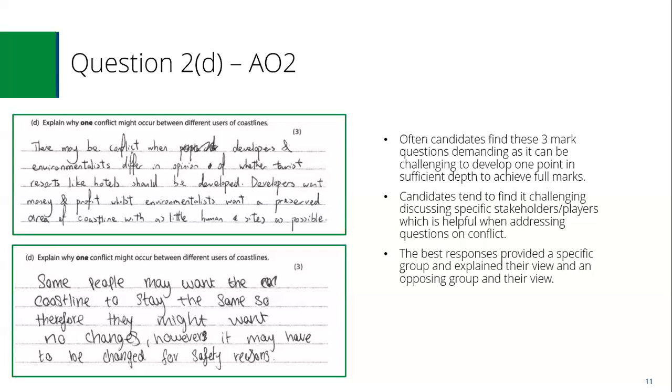The example at the bottom, however, just had an inferred conflict. It says "some people may want", and this is a real key element of answering questions, that idea of "some". If a candidate writes "some", they're saying we don't really know who they are, and therefore we're never really going to develop our answer. State the reason, or state the user. So rather than saying "some people", it will be environmentalists, shop owners, or whoever it might be, but actually state who they are. That's always going to be more beneficial for a student to access better marks.